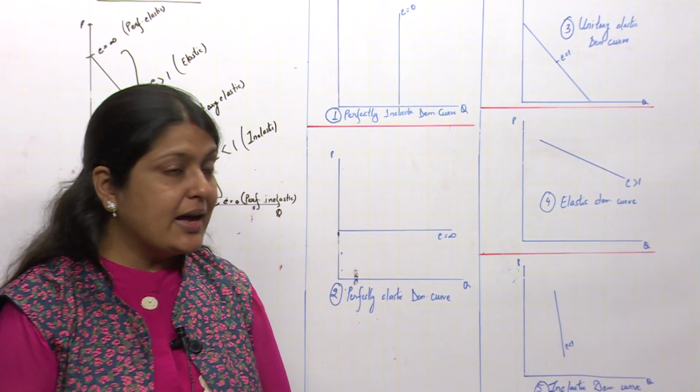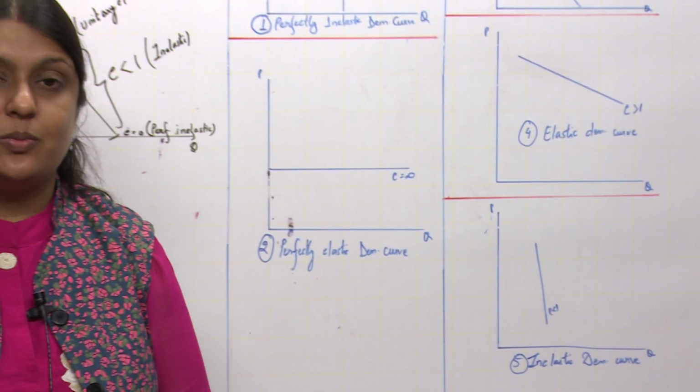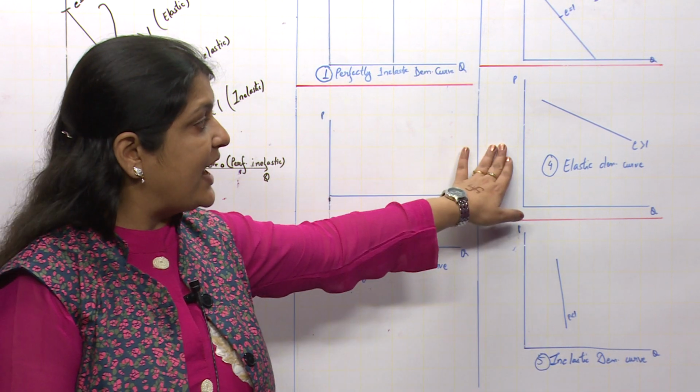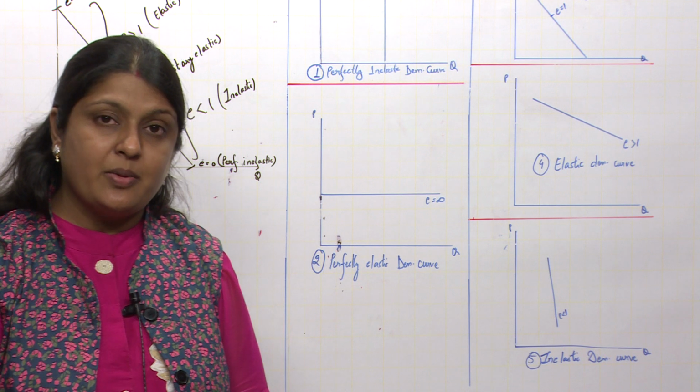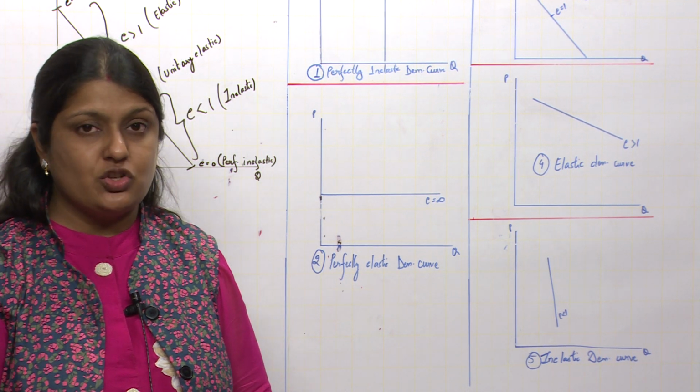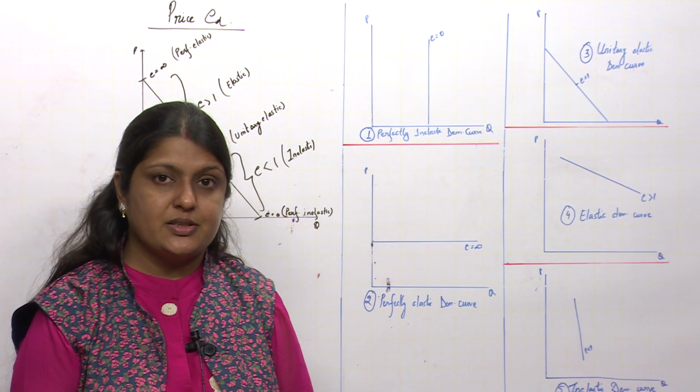Next, elastic demand curves. Elastic demand curves means elasticity greater than 1. Such curves are flatter in shape, which indicates that the proportionate change in quantity demanded is more than the percentage change in price.